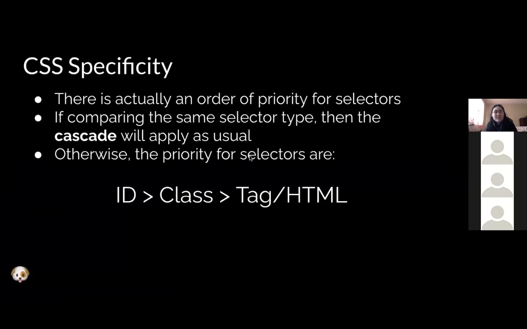Another thing we need to talk about is CSS specificity. There's actually an order of priority for selectors. If you're comparing the same selector type, then the cascade will apply as usual. Otherwise, as Zhao was asking, the priority for the selectors goes like this. ID is the most specific, or takes the most precedence. Then it's class, and then it's the tag, or HTML.